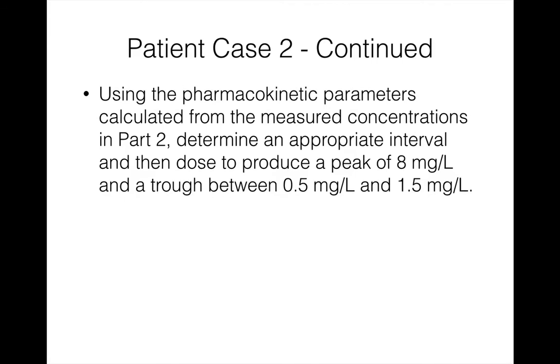We will now continue patient case 2 from part 2 of the aminoglycoside dosing. Using the pharmacokinetic parameters calculated from the measured concentrations in part 2, determine an appropriate interval and then dose to produce a peak of 8 milligrams per liter and a trough between 0.5 milligrams per liter and 1.5 milligrams per liter. Remember, the peak will occur a half an hour after a half-hour infusion, and the trough is to occur a half hour before the next dose.